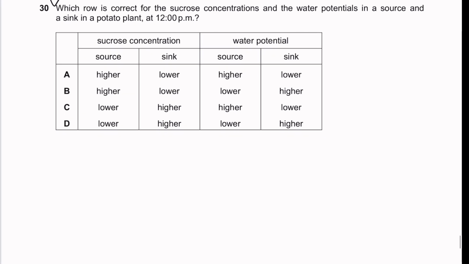Which row is correct for sucrose concentrations and water potentials in a source and a sink in a potato plant at 12 p.m.? The sucrose concentration in the source, well, obviously at the source region compared to the sink, it's going to be a higher concentration, right? And I would assume even at 12 p.m. it's going to have a higher concentration, hence the water potential is going to be lower. And so the answer, higher, lower, lower, and so higher water potential, that's going to be B.